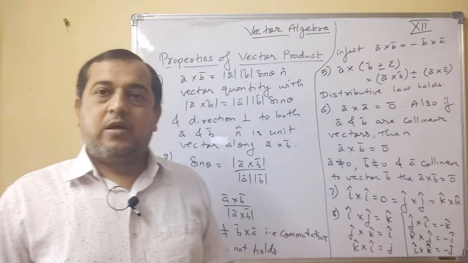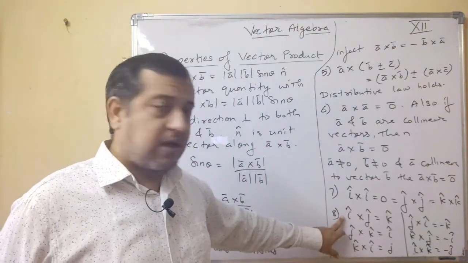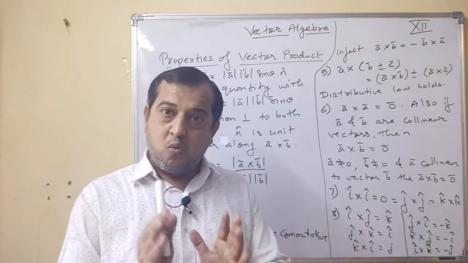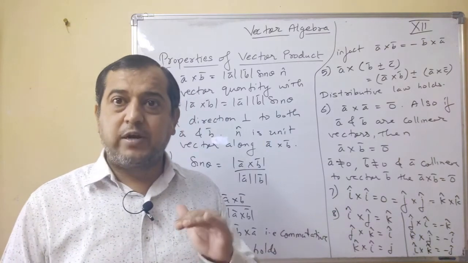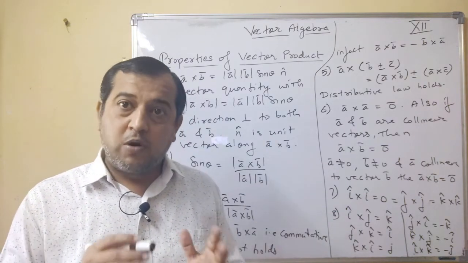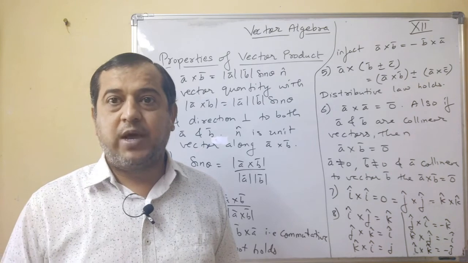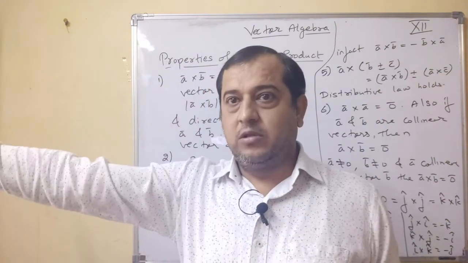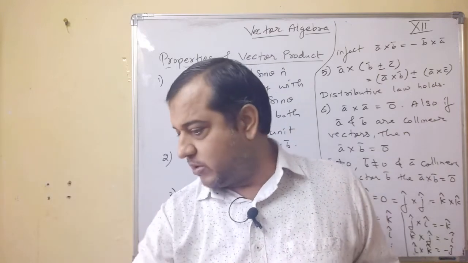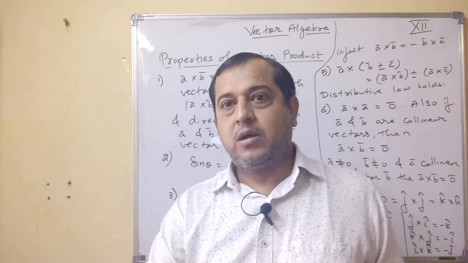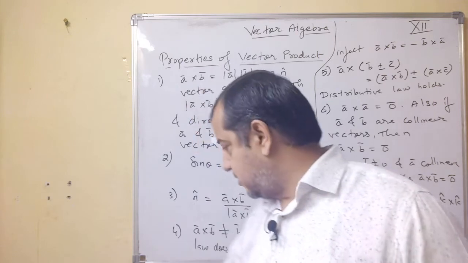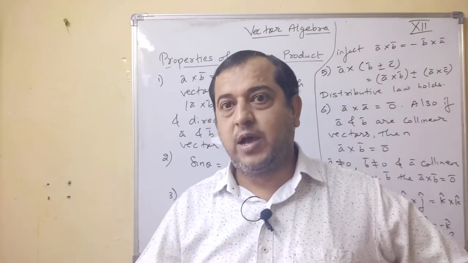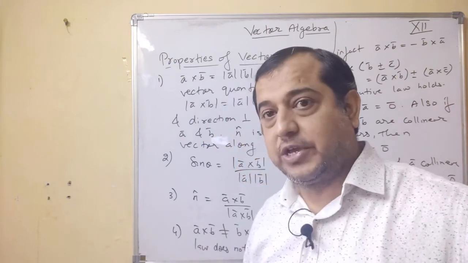Okay, now why this happens? You consider this I cross j. If we take the cross product of I and j, what is I? It is a unit vector along x-axis. What is j? It is unit vector along y-axis. Now simply consider this room, this wall and floor. इनका जो common line है, that is your x-axis, this is your y-axis, and this is your z-axis. Along x-axis you are having I cap, along y-axis you are having j cap.